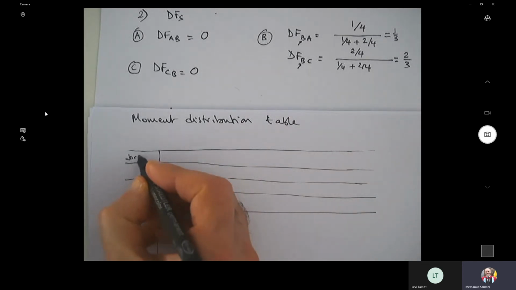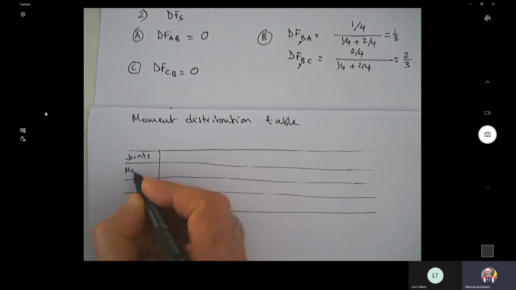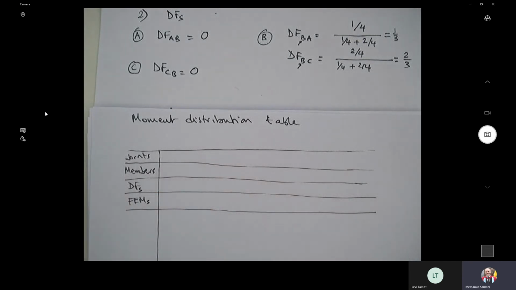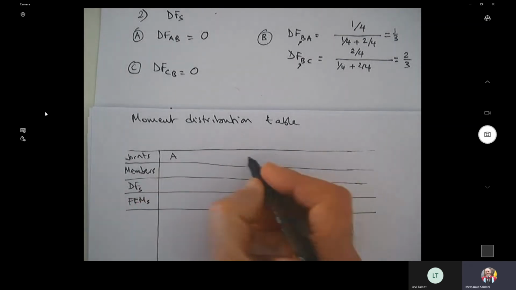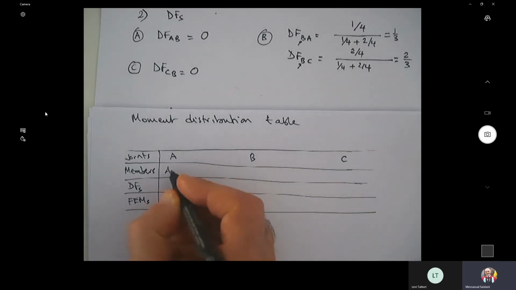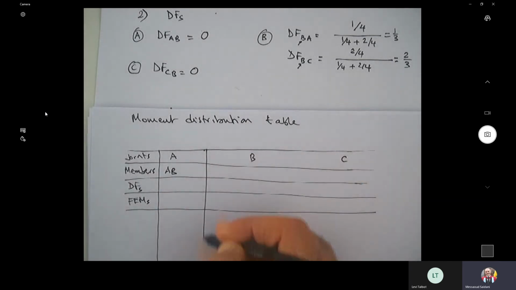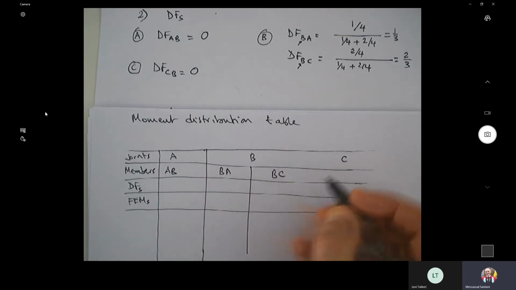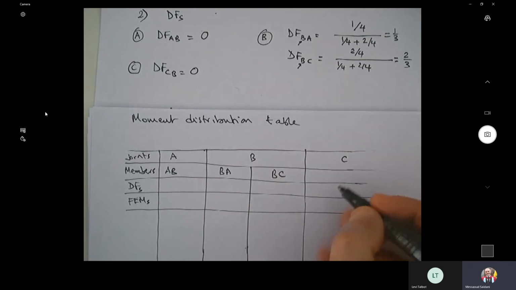So we have the joints, we have the members, then we have the distribution factors, and finally we have the fixed end moments. Okay? We have three joints. We have joint A, joint B, and joint C. For joint A, we have only one member connected to A, and that's member AB. For joint B, we have two members connected to B. That's member BA and member BC. And finally, for joint C, we have one member connected to joint C, and that's member CB.